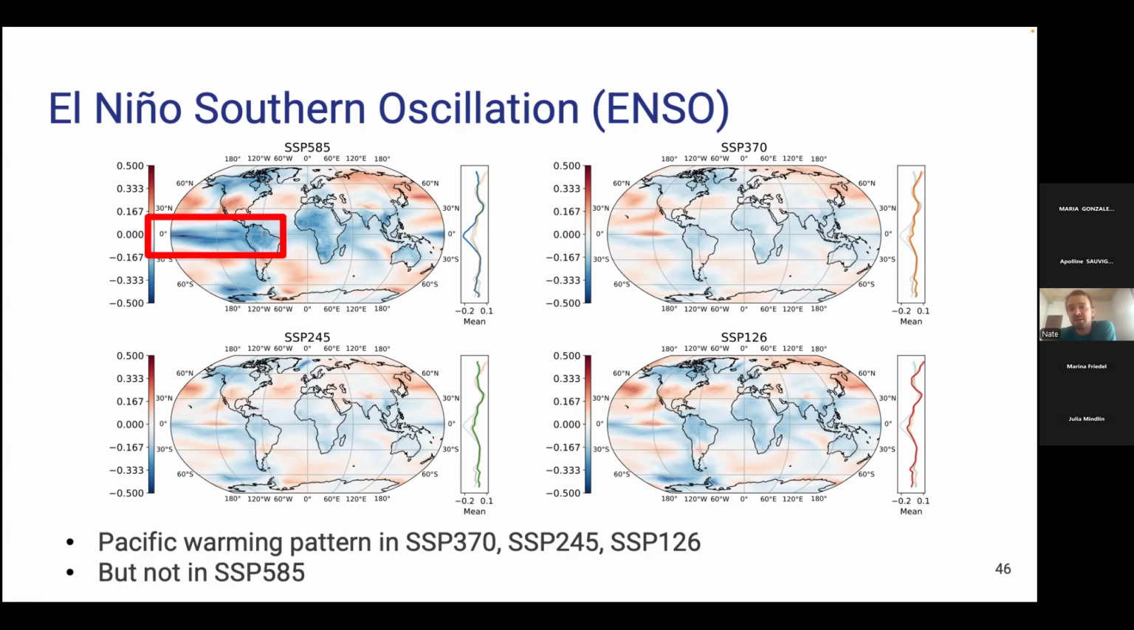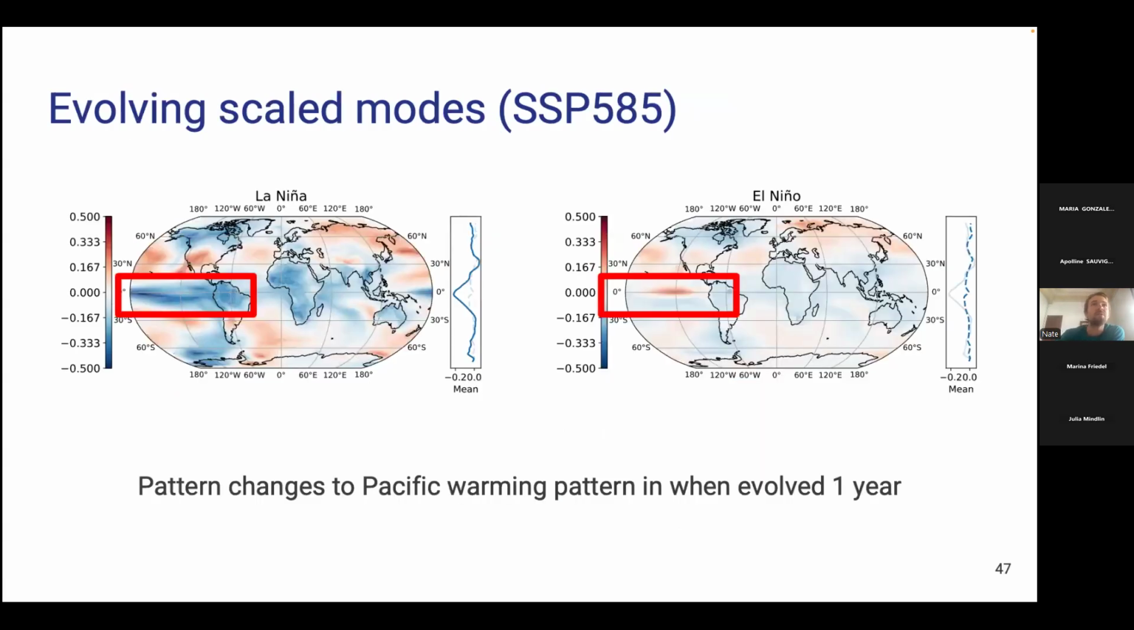But these spatial patterns are associated with temporal patterns through the eigenvalues, so we can actually evolve them over time. And when we do that to SSP 585, and we evolve it 1 year, we actually see this warming show up in the Pacific. So we're getting this type of El Niño type Pacific warming pattern in all of these oscillatory modes across all emission scenarios. So this looks something like ENSO.